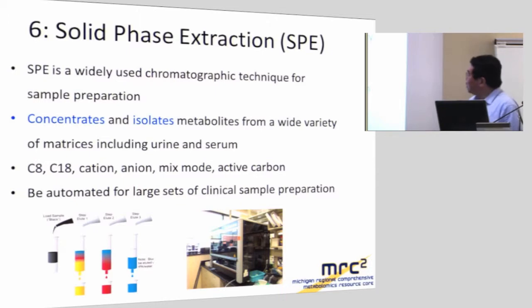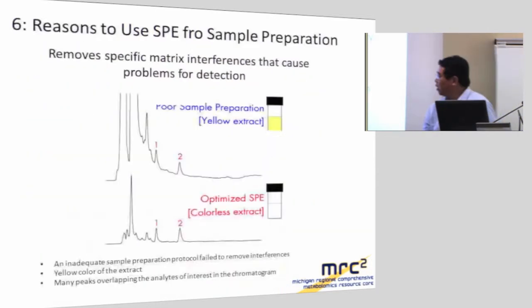The good thing about solid phase extraction is that it is one-time use, it's very affordable, and it can be automated for a large set of samples. We have that device in our lab. If you have 1,000 samples to do, usually we do that in small sets, but a large set is possible. Why do we do solid phase extraction?